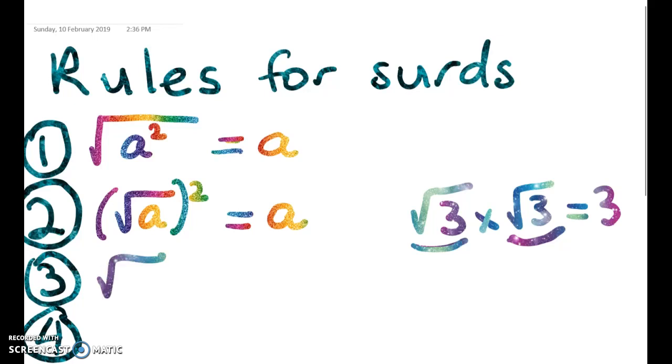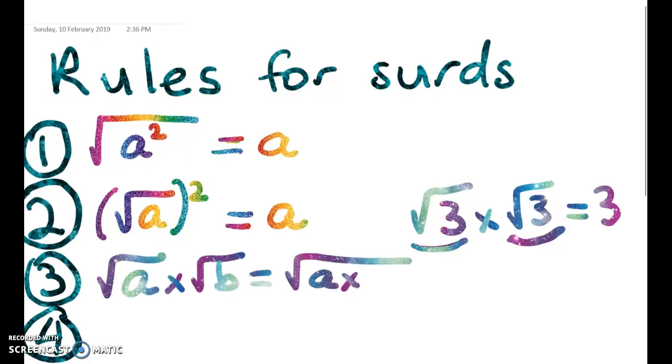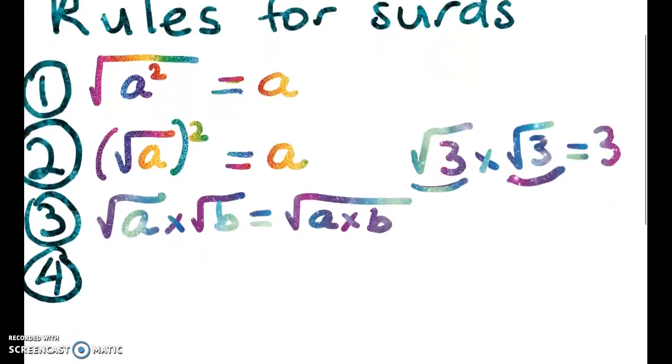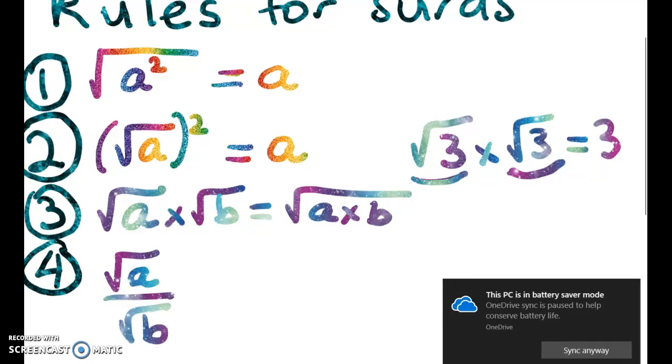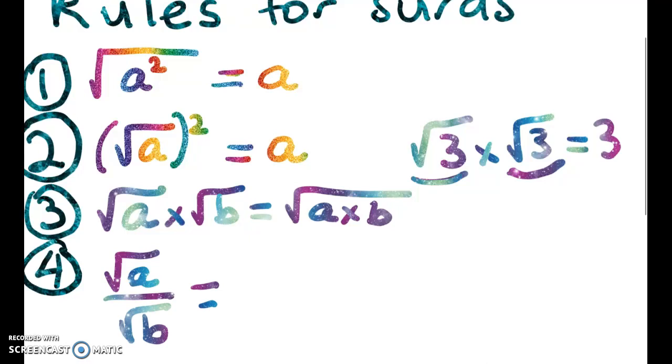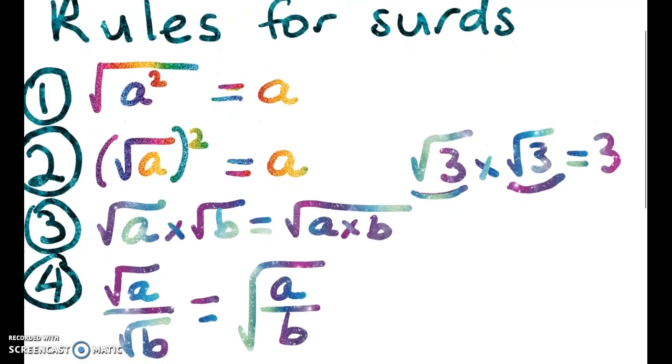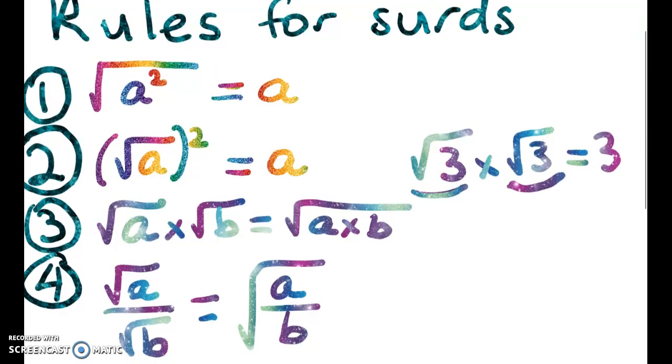The next one is where we start to have a bit more fun. The square root of a times the square root of b is the same as the square root of a times b. And the fourth rule is this. If I have the square root of a divided by the square root of b, that can be written as the square root of a over b. So what I'd like you to do at this point is to just jot those rules for surds down into your maths book. So copy them down neatly because we're about to start using them.